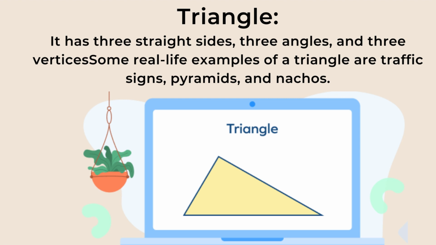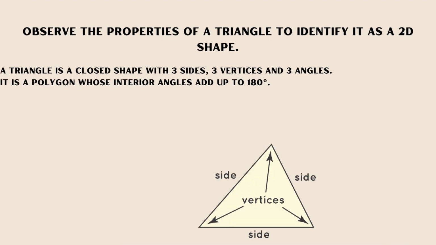Now it's the triangle. A triangle has straight sides, three angles, and three vertices. Some real life examples of triangles are traffic signs and pyramids. Now, properties of the triangle. A triangle is a closed shape with three sides, three vertices, and three angles. It is a polygon whose interior angles add up to 180 degrees.